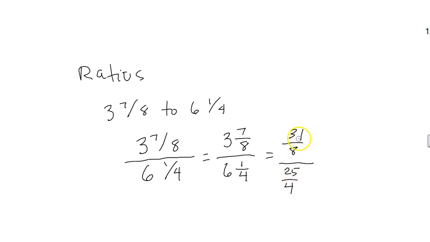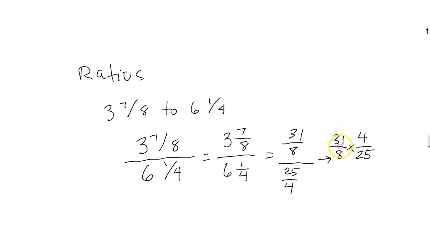And so remember, this is back to that keep, change, flip, because I have a fraction being divided by another fraction. So what this becomes is 31 over 8. And when I bring this fraction up, I'm going to change division to multiplication. That's the change. And then I'm going to do the reciprocal, flip that second fraction. So here's where we are.